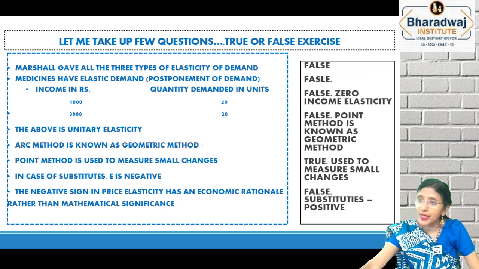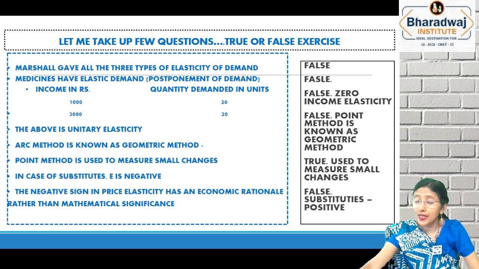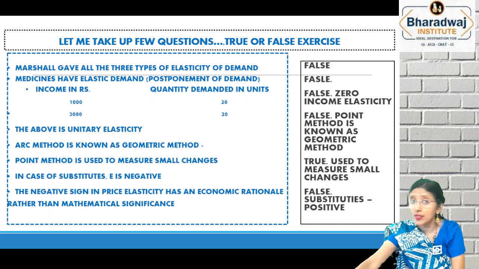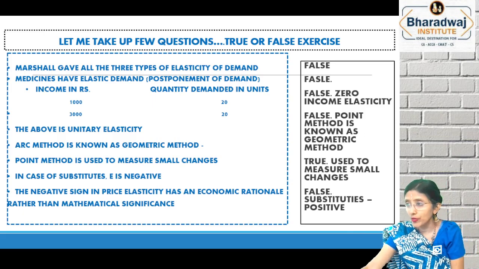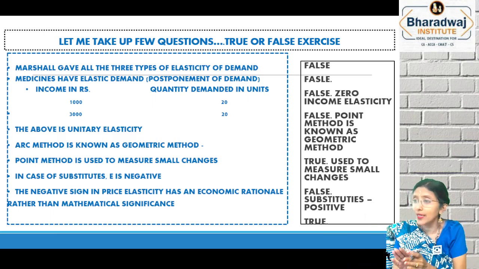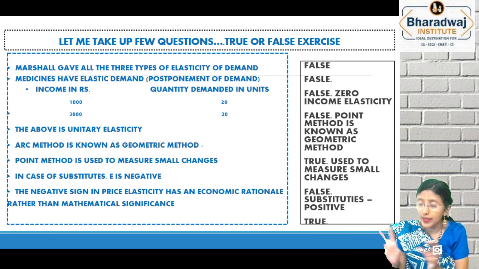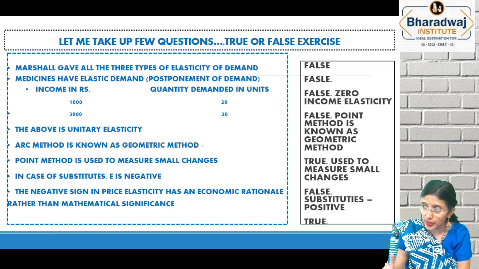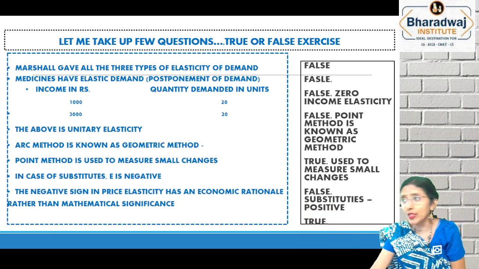The negative sign in price elasticity has an economic rationale rather than mathematical significance. Why they are asking this is, when you're doing the numericals, they will give plus and minus. So you have to know that, right? It is true. It's not about the mathematical significance. We understand that there is an inverse relationship between price and quantity demanded, and the degree of responsiveness of quantity demanded to the price changes is negatively premised. So it has more of an economic significance than mathematical rationale.